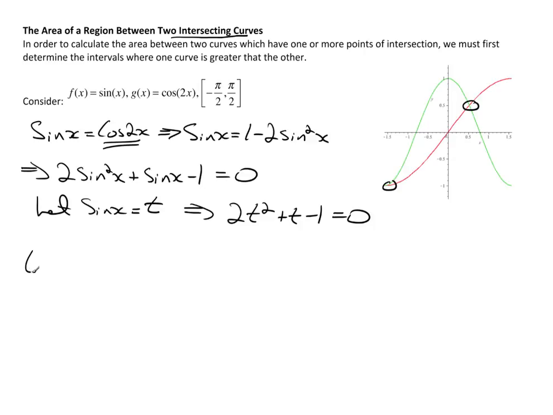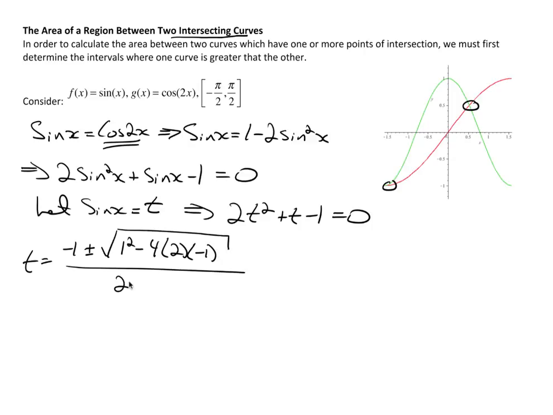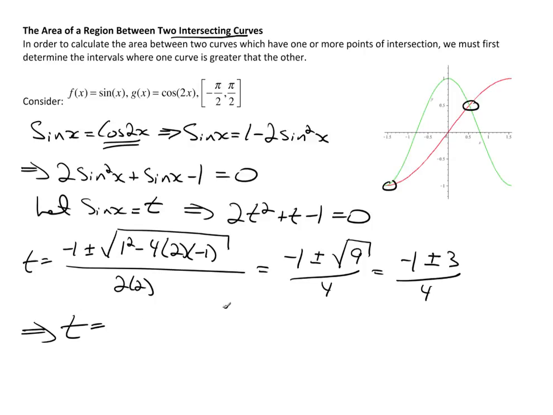again. I'm going to say t is equal to negative b, which is negative 1, plus or minus the square root of b squared, 1 squared, minus 4 times a, which is 2, times c, which is negative 1, over twice a, which is 2 times 2. Well, that's negative 1, plus or minus, that's root 9 over 4. So that's negative 1 plus or minus 3 over 4. That means that t is equal to, see, negative 1 minus 3 is negative 4. Negative 4 over 4 is negative 1. Or t is equal to negative 1 plus 3 is 2 over 4 is a half.